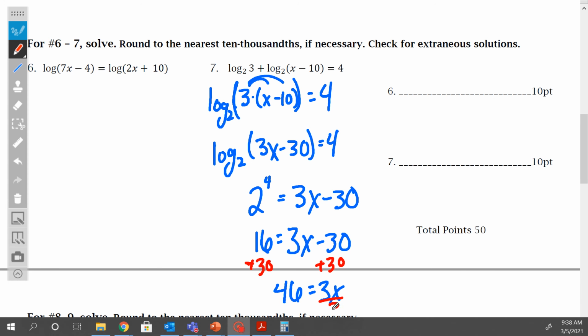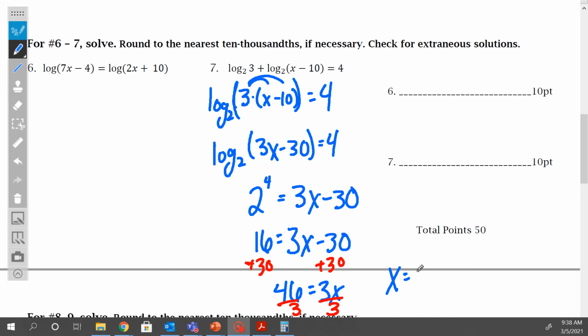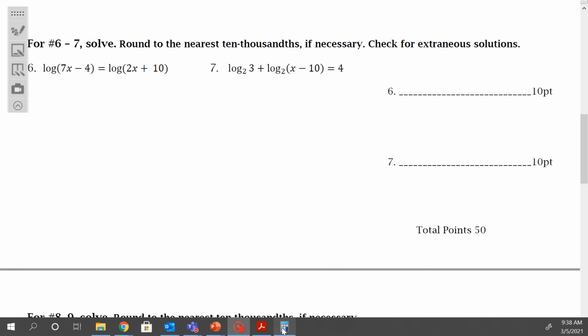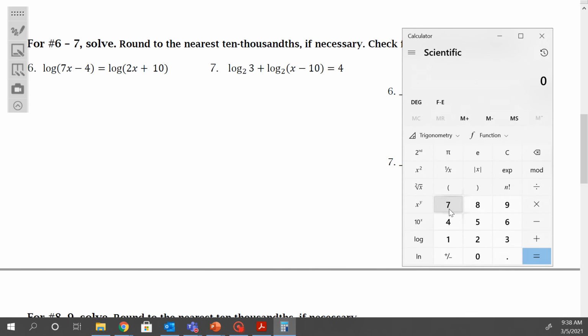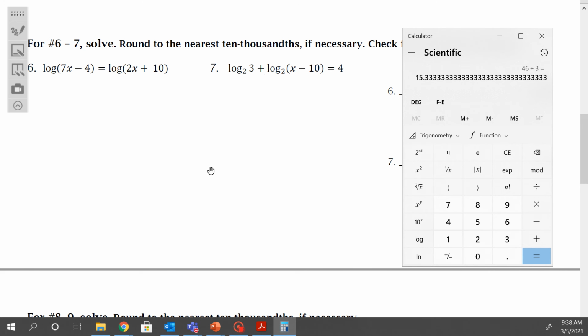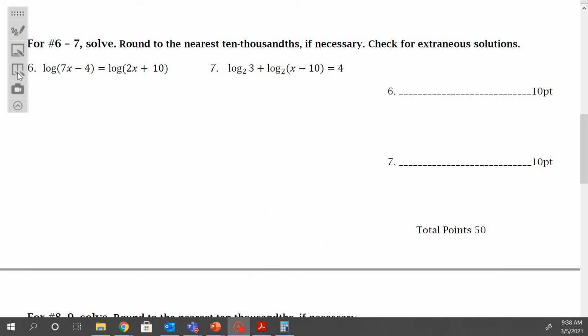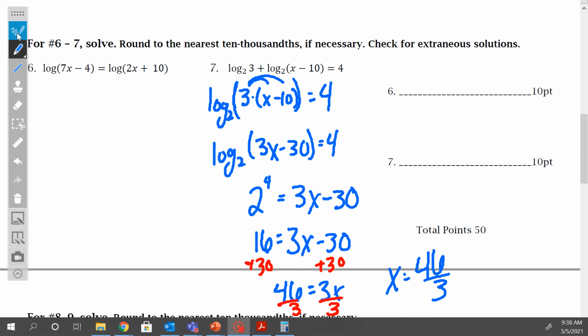And then we'll divide by 3. So 46 over 3, I'm not sure that that simplifies. 46, whoops, divided by 3. No, it does not. So we'll just leave it as 46 over 3. And that will be our solution to number 7.